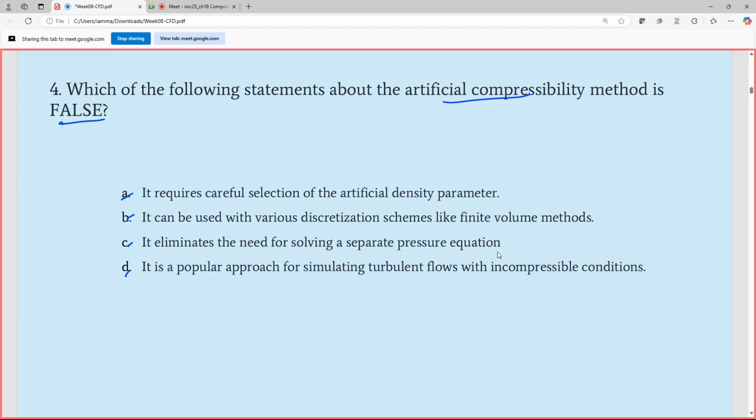Options are: A, it requires careful selection of artificial density parameter. Option B, it can be used with various discretization schemes like finite volume methods. Option C, it eliminates the need for solving a separate pressure equation. Option D, it is a popular approach for simulating turbulent flows with incompressible conditions. Try to answer the question. You can inbox your answers.